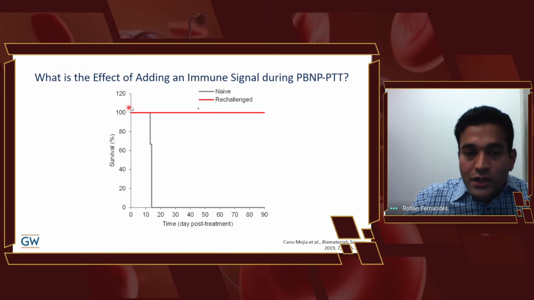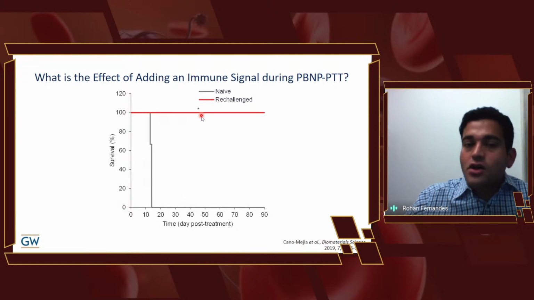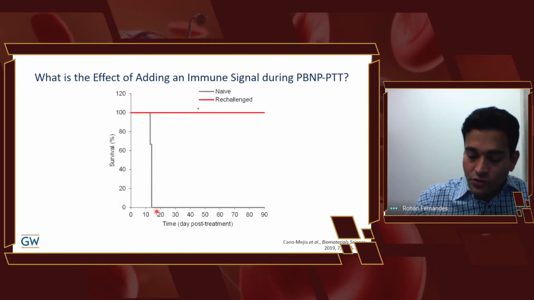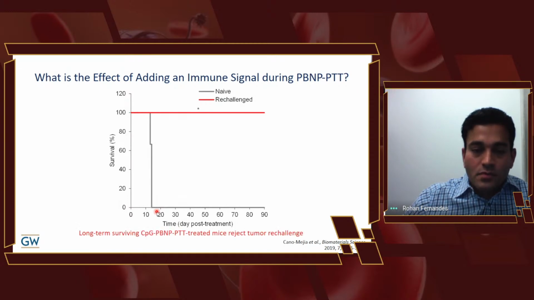Now, once again, we took these long-term surviving mice from the previous study, and we re-challenged them with the tumor. And as we saw with the combination of PTT plus anti-CTLA-4, 100% of long-term surviving mice were able to reject tumor re-challenge compared to naive mice that succumbed more rapidly to tumor burden. So there was protection against tumor re-challenge in these CpG PBNP PTT treated animals.